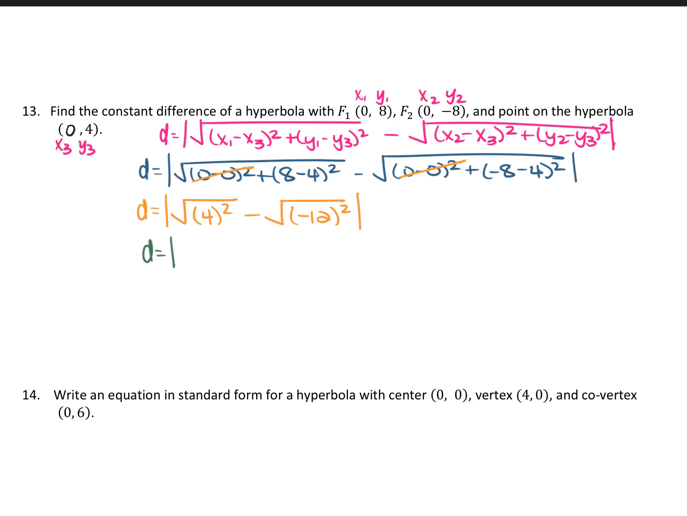Underneath that first radical, that 4 squared is 16, so that gives you the absolute value of the square root of 16. Underneath the second, that's the negative 12 squared, which is 144, so that's minus the square root of 144. Your square root of 16 is 4. Your square root of 144 is 12. So that gives you d is equal to the absolute value of 4 minus 12, which is the absolute value of negative 8, leaving you with your constant difference of positive 8.